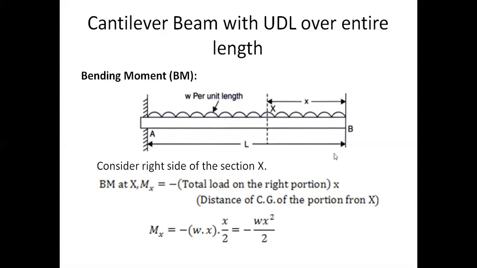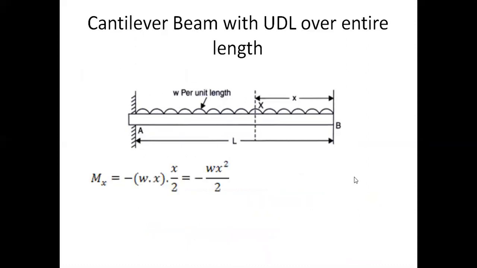So if you want to take any section between b and a, the formula for the bending moment is minus wx square by 2. x is the distance of that section from the free end. So we have to remember minus wx square by 2. Otherwise also we can calculate. And as I said, the negative sign is due to the clockwise direction of the movement.